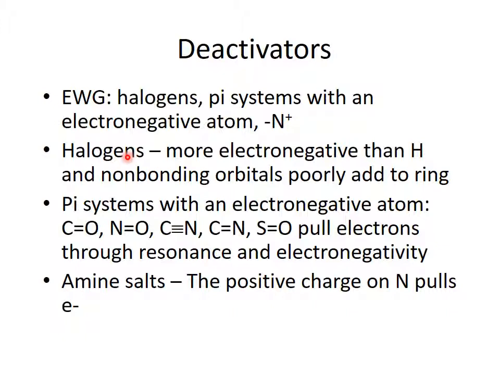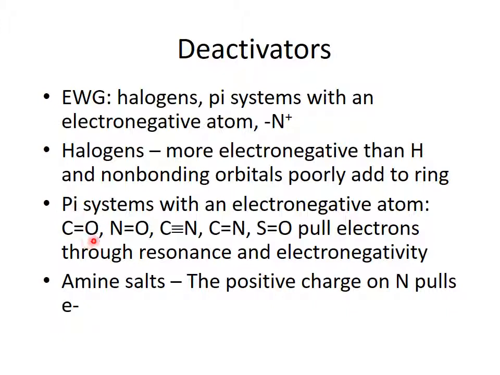Halogens are deactivators, but they're not super strong ones. They are more electronegative than hydrogen, and of course than carbon, but the non-bonding orbitals aren't really great at adding to the ring. So the electronegativity of the halogens pulls the electrons away through the pi system, and the non-bonding orbitals push them back in just a little bit. So what we find is that halogens are deactivators.